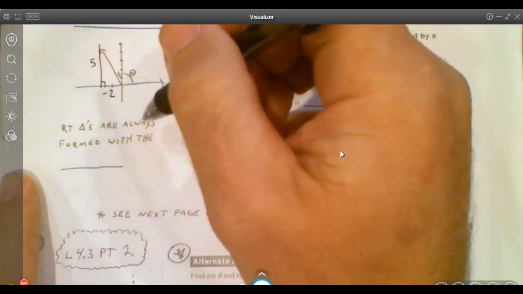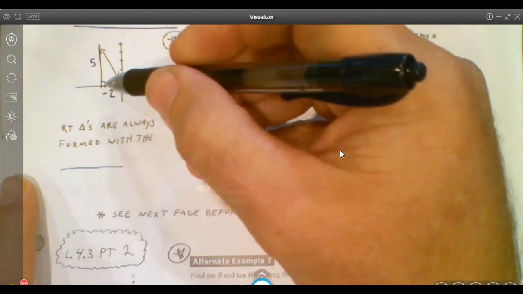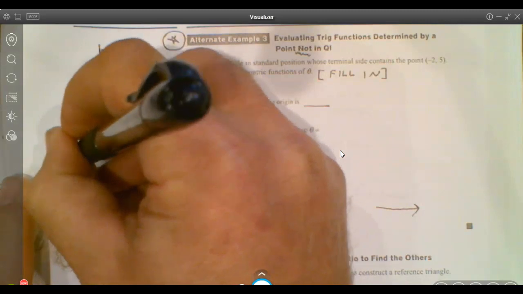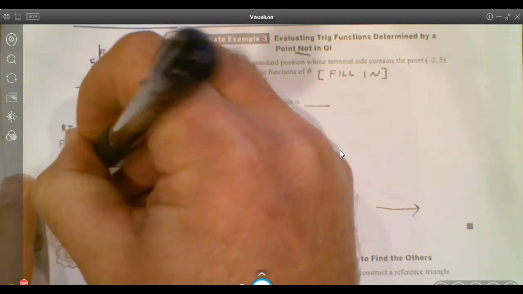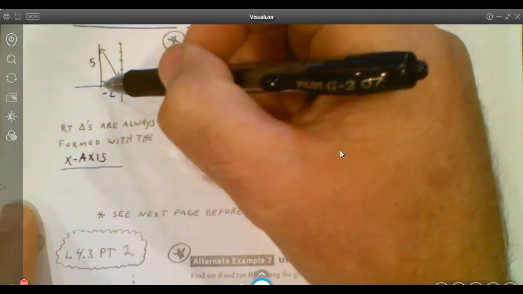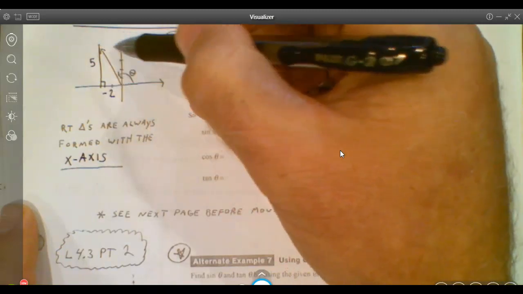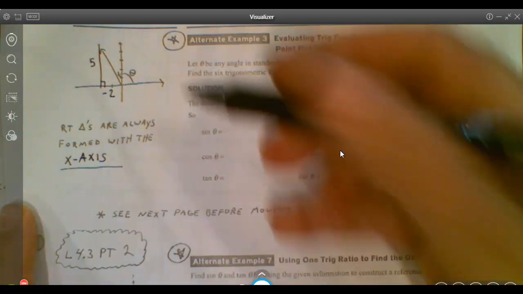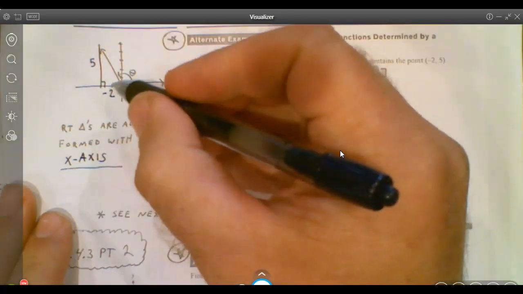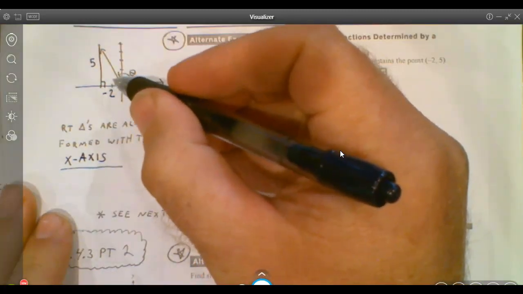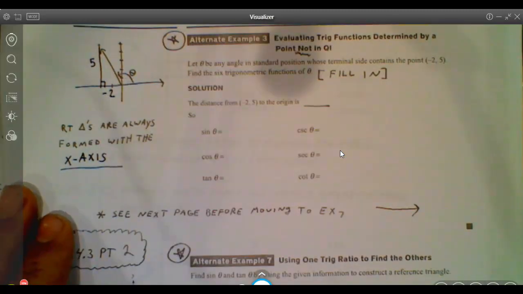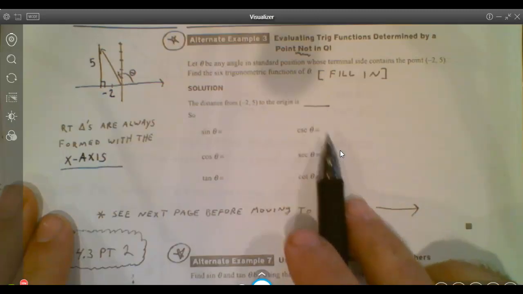We know right triangles are always formed with the x-axis. So it's really important as you create these right triangles that we always connect the right angle to the x-axis. Never draw it up here connected to the y-axis. That's never the way we associate these. We're always looking to form this guy, what we call our reference angle, and the reference angle is always connected to an x-axis, never the y-axis. So let's just fill out some of these guys.